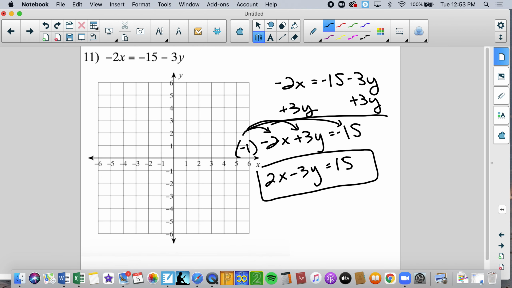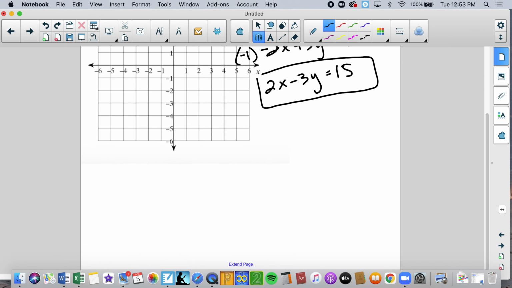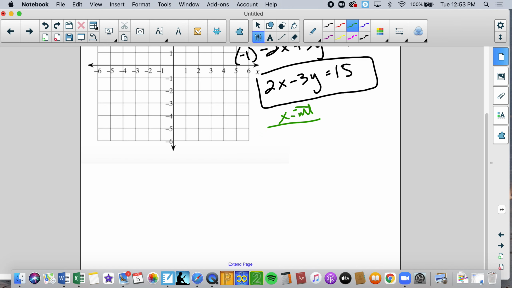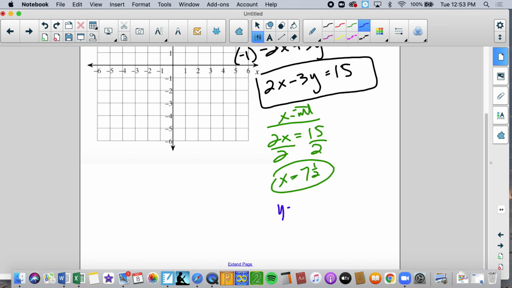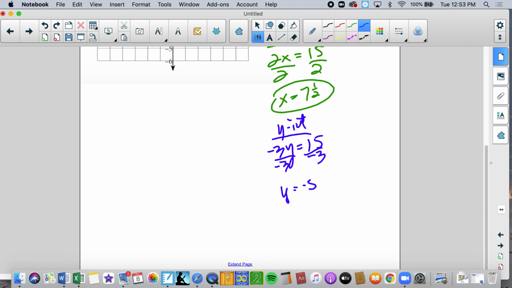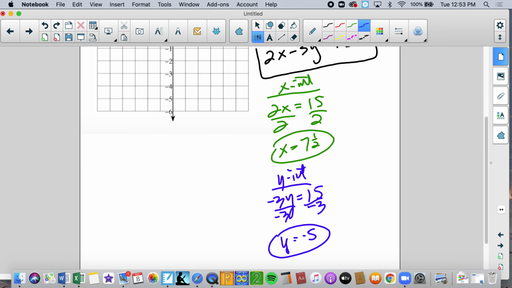So now we want to find our intercepts. So we'll find the x-intercept. We're going to cancel out the y, which gives us 2x equals 15, divide by 2, and we get x equals 7 1/2. When we want to find the y-intercept, we cancel out the x, which gives us -3y equals 15, divide by -3. y equals -5. So now I have my x and my y-intercepts.